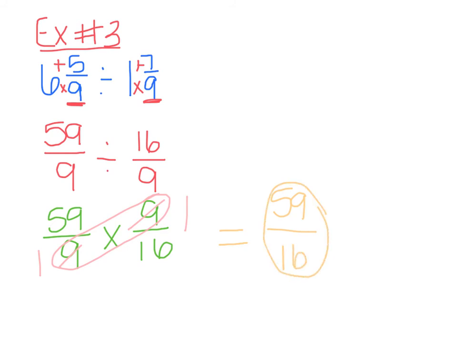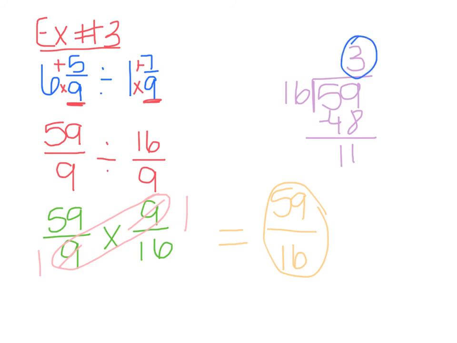So 59 times 1 is 59, and 1 times 16 is 16. I have an improper fraction, so let's change that to a mixed number. So 59 divided by 16. 16 goes into 59 3 times, which is 48. So we have 11 left over. So our mixed number is 3 and 11/16.